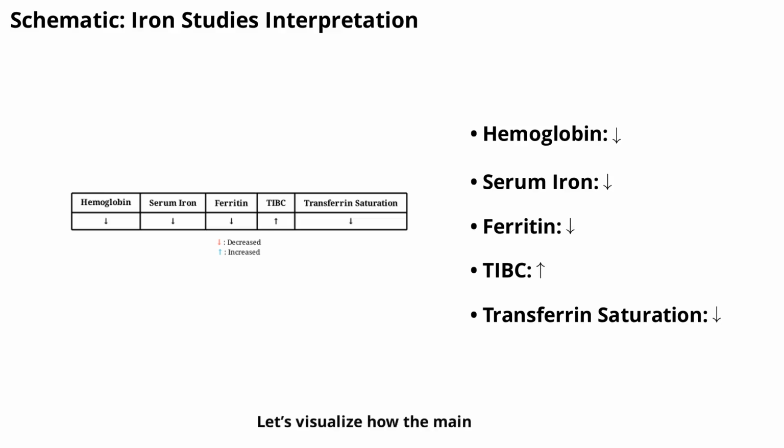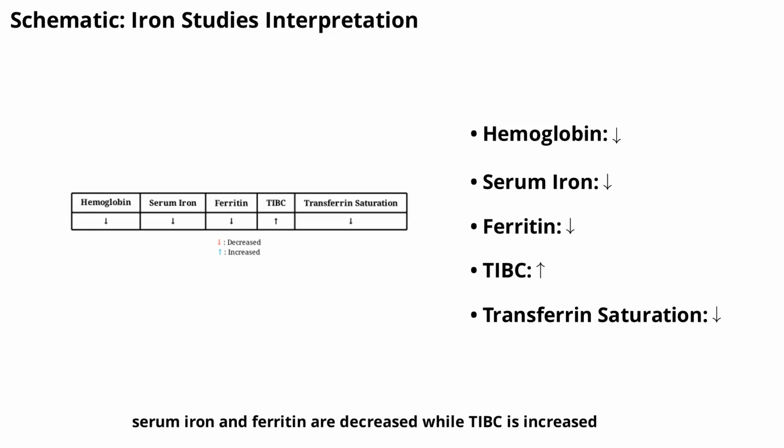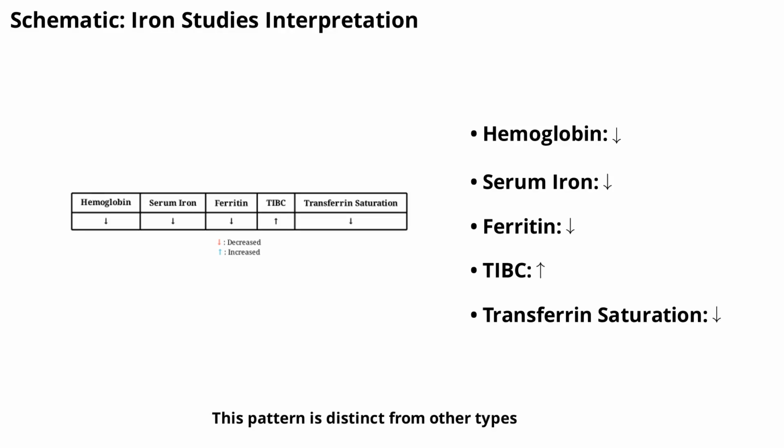Let's visualize how the main iron studies change in iron deficiency anemia. Typically, hemoglobin, serum iron, and ferritin are decreased, while TIBC is increased. Transferrin saturation is also low. This pattern is distinct from other types of anemia and helps confirm the diagnosis.